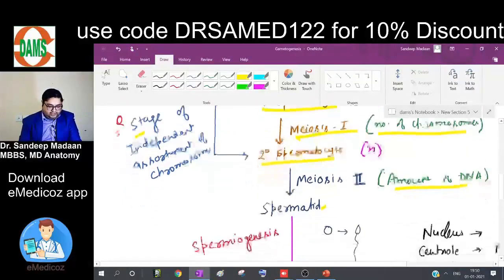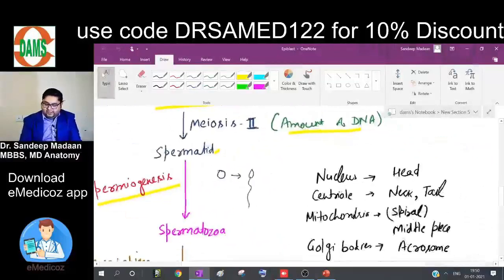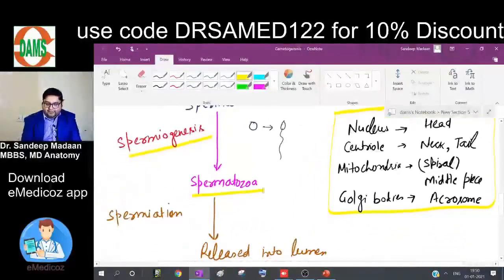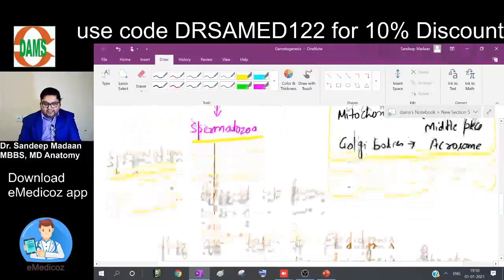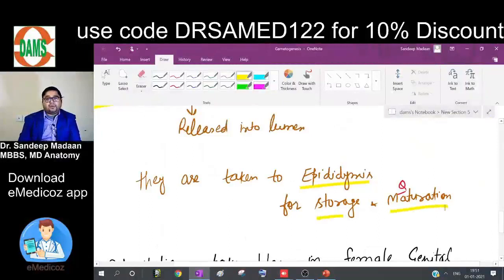After spermatid formation there is a step called spermiogenesis. In spermiogenesis, important events take place which will eventually make the spermatozoa, and once the spermatozoa is formed, it will be released into the lumen. This step is called spermiation, right? After release, they are taken to the epididymis by the muscular movement of the tube, for storage and maturation. These are important questions.